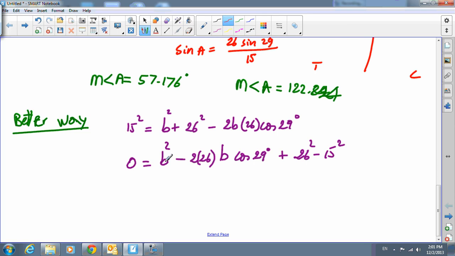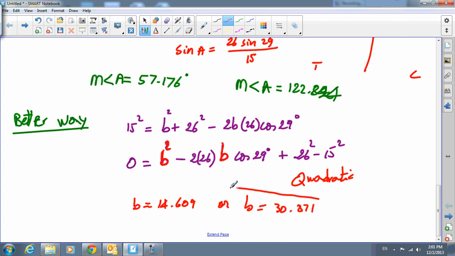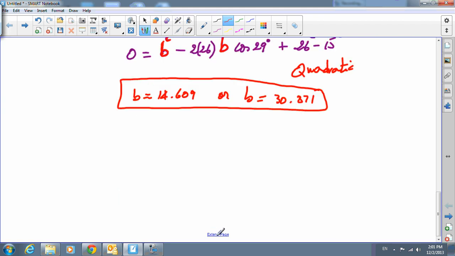What I want to attract your attention to is this. I have a b squared here, and I have a b here. So this just looks like a regular quadratic equation. And since you have a calculator with you, you can just find the roots, and you will get that b is equal to 14.609, or b is equal to 30.871. I believe this is way easier than trying to find the two angles. Alright, one more example, or a few more examples, maybe two. Let's do example 3 first.